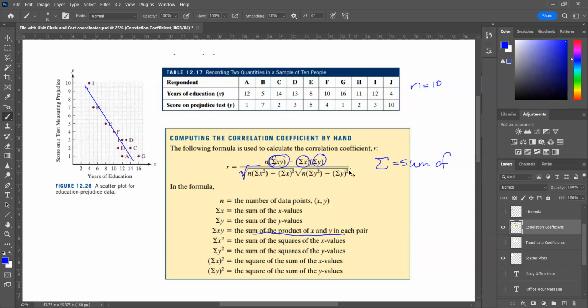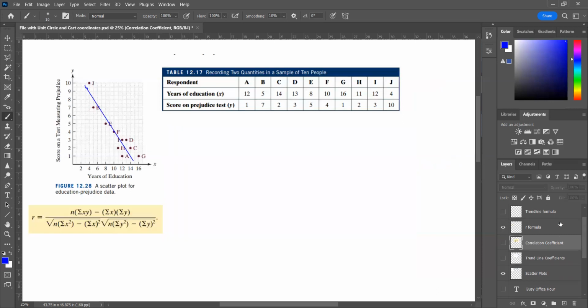So there are only a few things we really need to keep track of. We're going to need the x's and add those together. We're going to need the y's and add those together. We're going to need to take x times y and add those together. We're going to have to square the x values and add those, and square the y values and add those. And that's it. And it sounds lengthy and it sounds crazy, but I really think we can do this if we make a table.